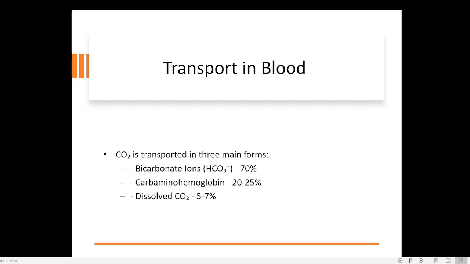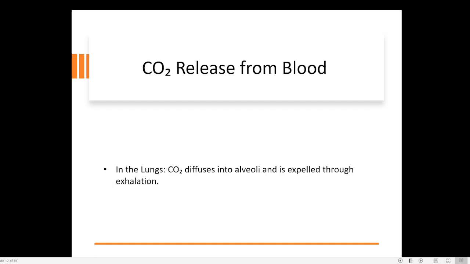Then, as in the case of oxygen, where 3% of the oxygen is dissolved in the plasma, here about 5% of the carbon dioxide can stay dissolved in the plasma, and that percentage will be coming to 5 to 7%. So here there are three principal methods by which most of the carbon dioxide in your body is transported.